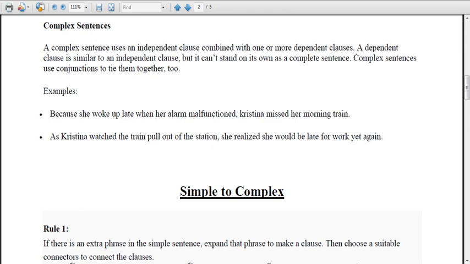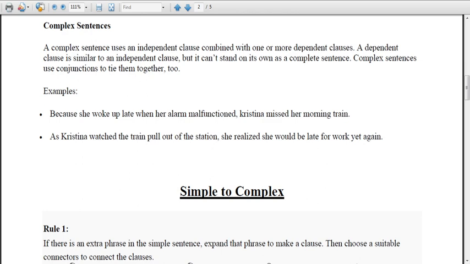So we see an example. Two examples here. Because she woke up late when her alarm malfunctioned, Christina missed her morning train. So because is a conjunction used here and it connects two clauses, she woke up late, when her alarm malfunctioned, and when is another relative word that can be used also to join. Her alarm malfunctioned, Christina missed her morning train.